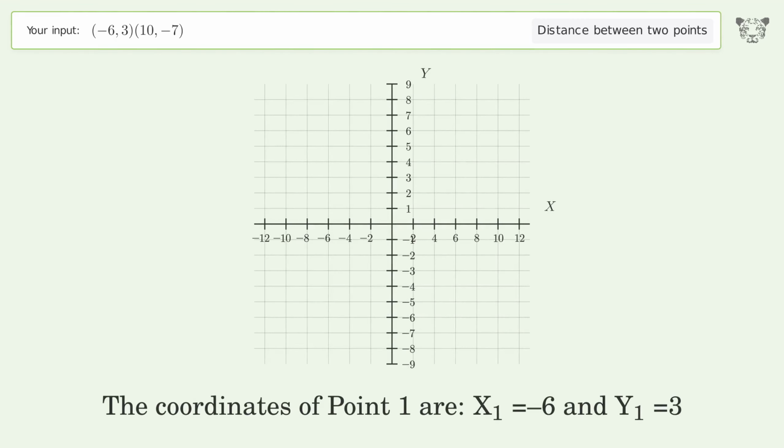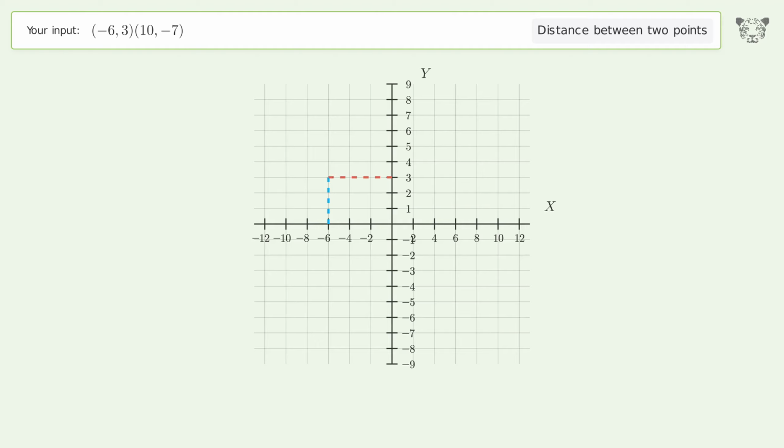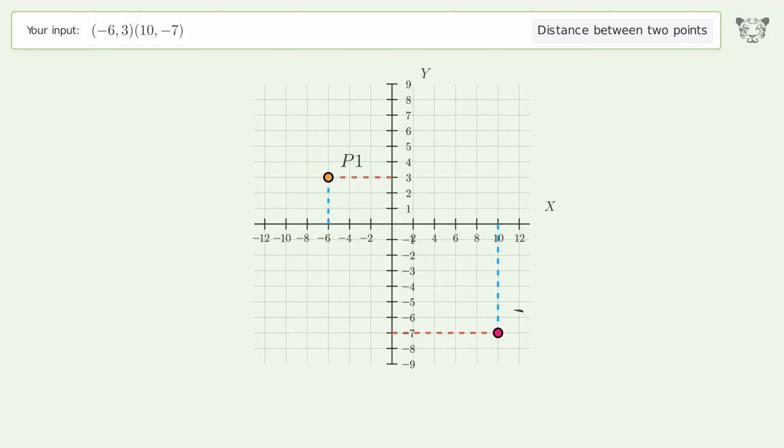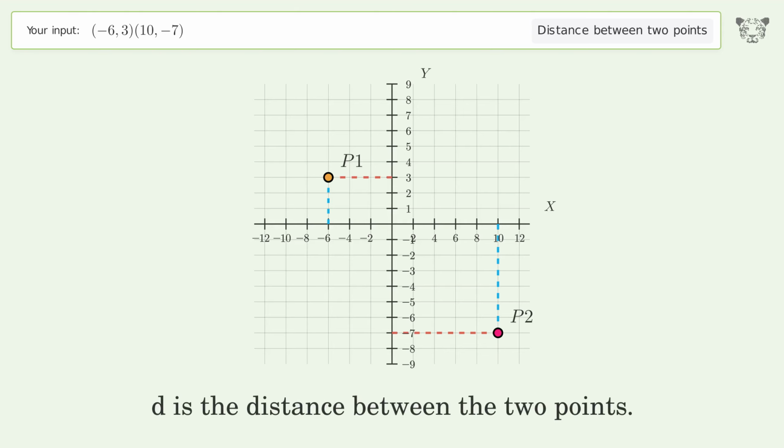The coordinates of point 1 are x1 equals -6 and y1 equals 3. The coordinates of point 2 are x2 equals 10 and y2 equals -7. D is the distance between the 2 points.